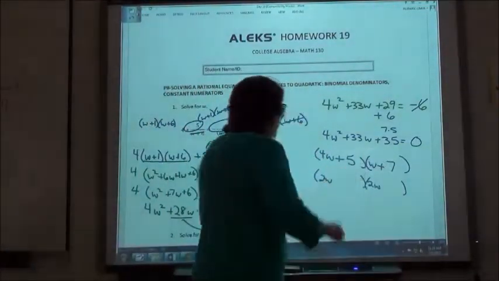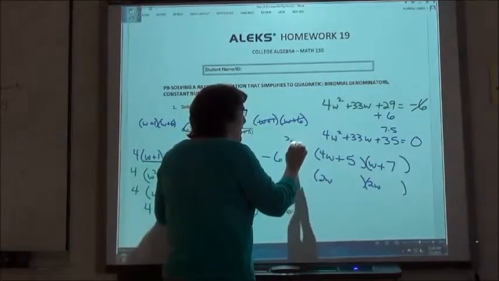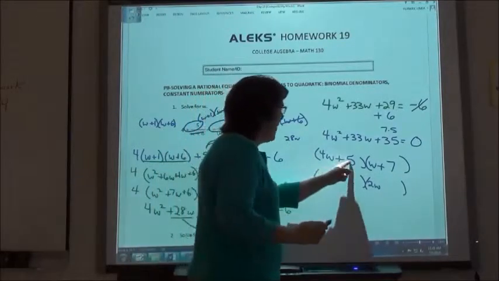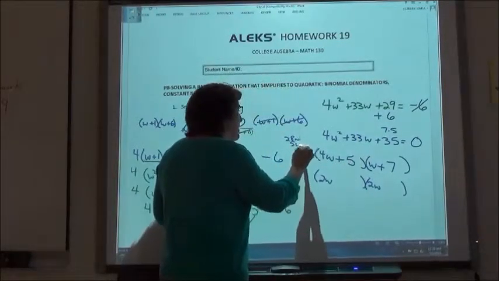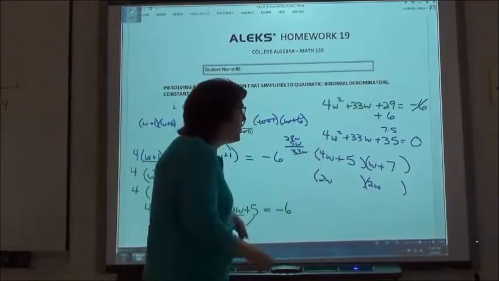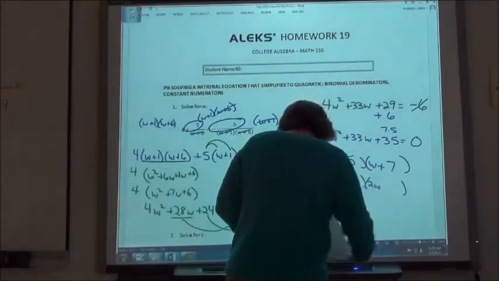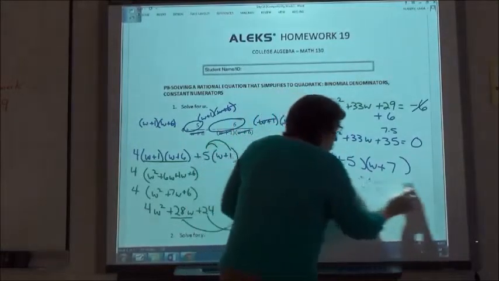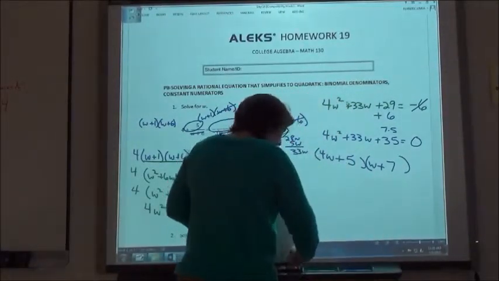4 times 7, 4w times 7 would be 28w. 5 times w is 5w. 28 plus 5, sure enough, adds up to the 33. So we know that's the correct factoring. We really don't need that one then, since our first way worked.